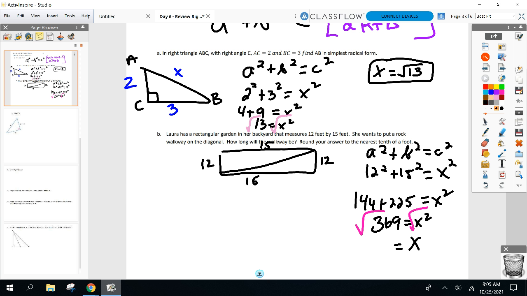8, Connor. I said it when I did it. I just came up with some decimal I didn't like, but it was 19.2. Yep, 19.2. Round to the nearest 10. Done. Nope.